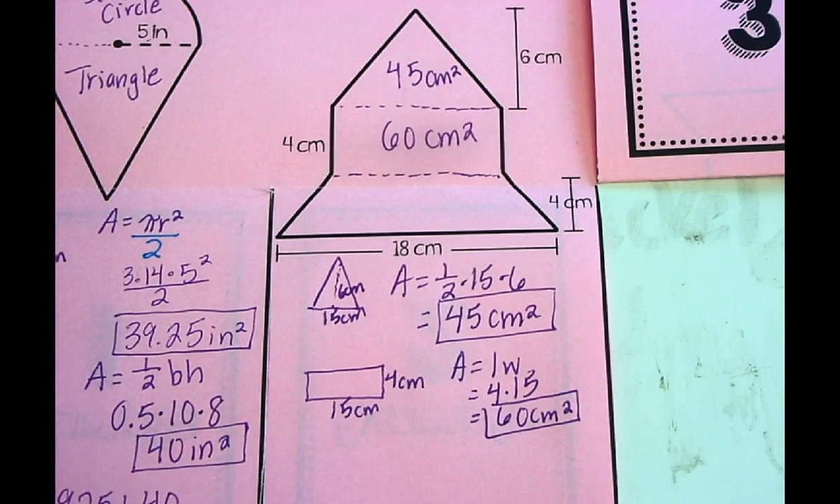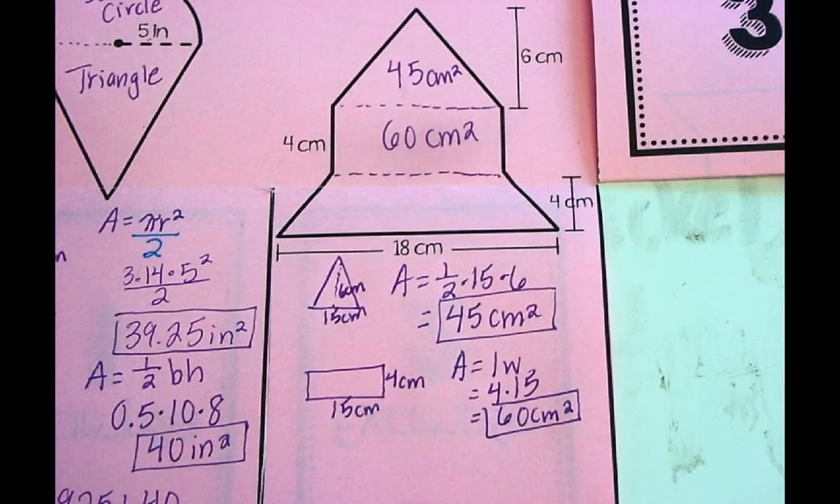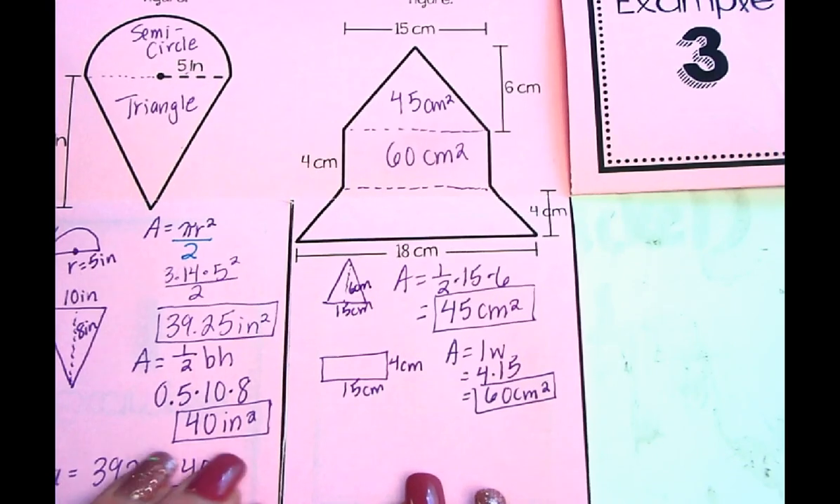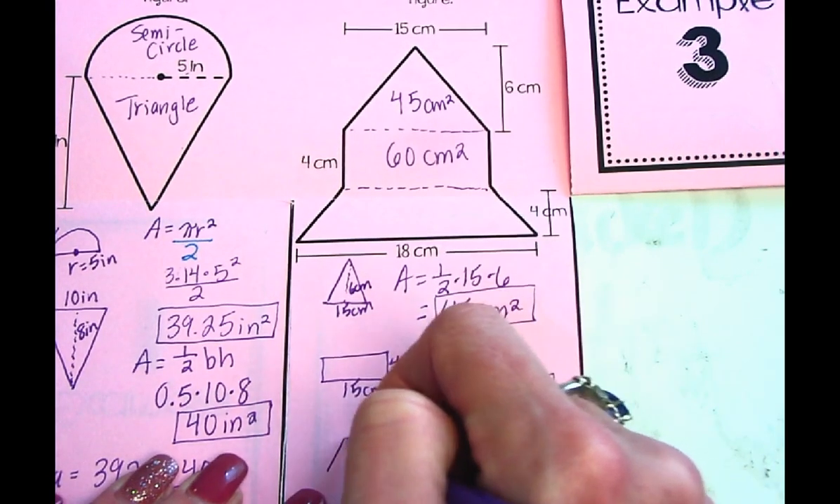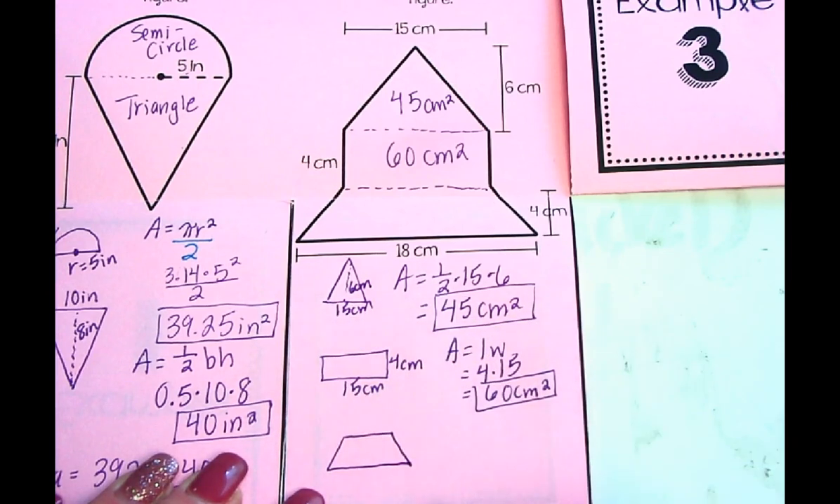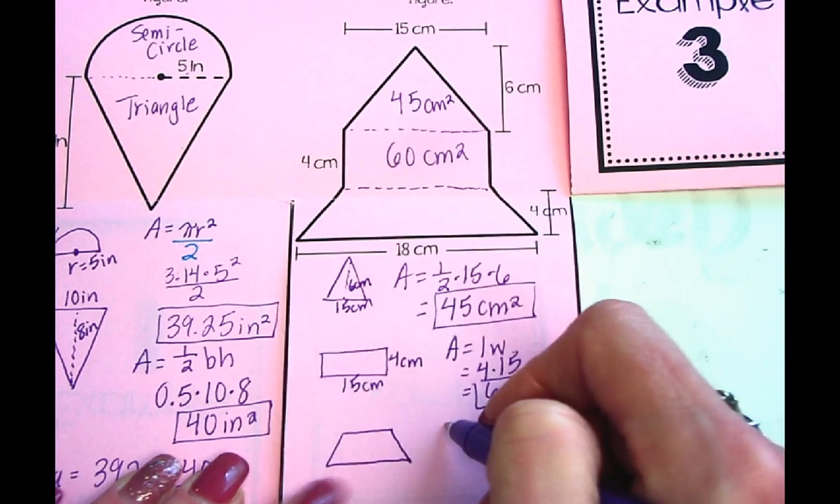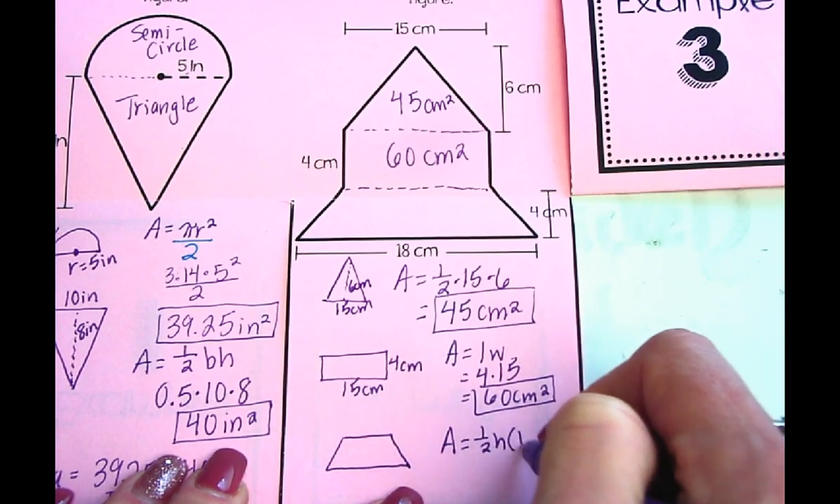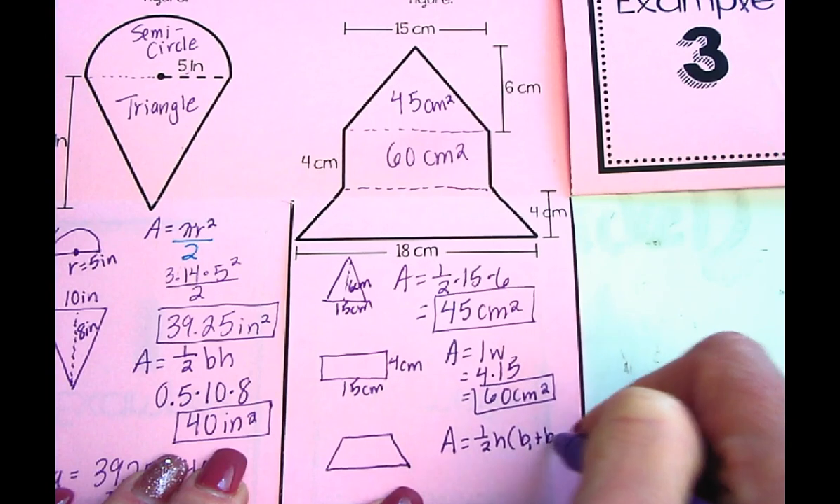Now the last shape's a bit of a pain. The trapezoid's a little more involved, but again, we have everything that we need to solve it. We have a formula, we're just plugging in numbers and solving. So for our trapezoid, we need the bases and we need the height, because the area is 1/2 times height, times base 1 plus base 2.